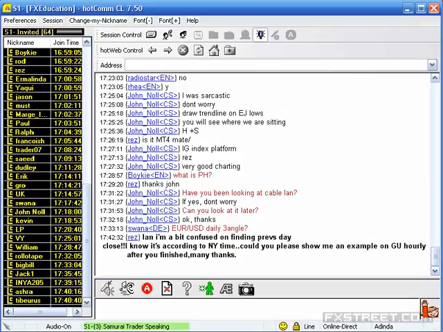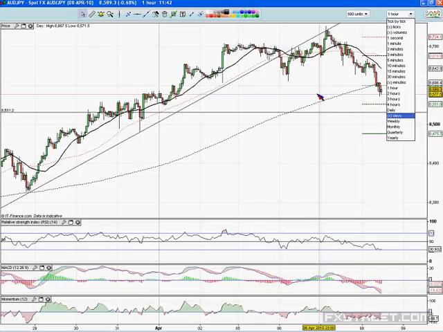I'm a bit confused on finding previous day's close. We just look at a daily candle, really, Rez. Let's change this over to cable.